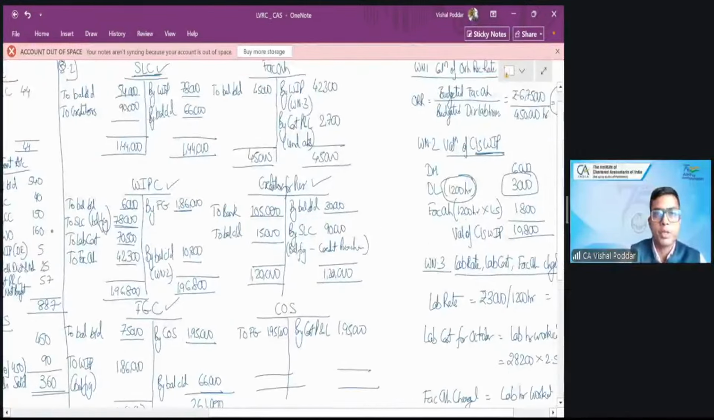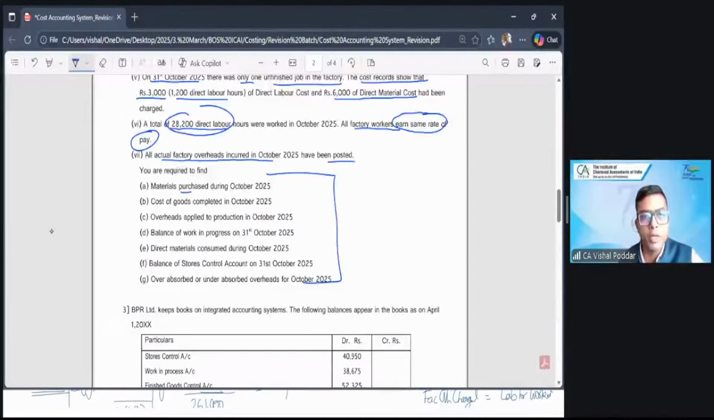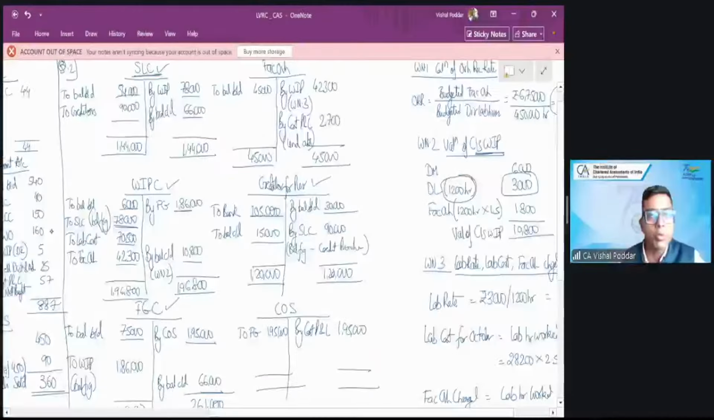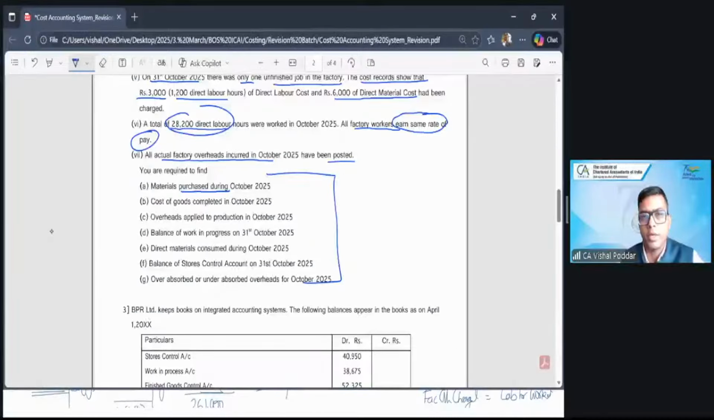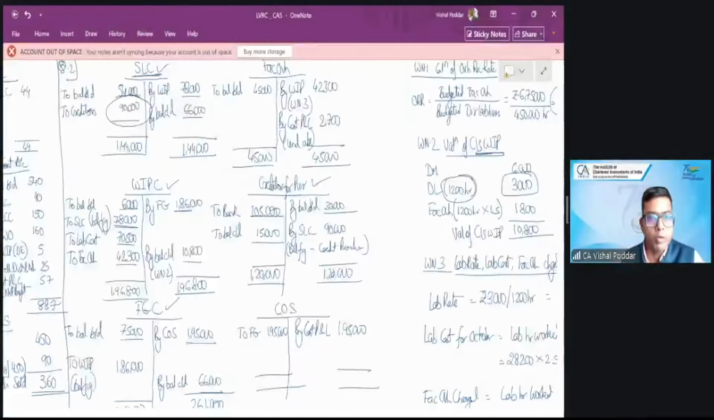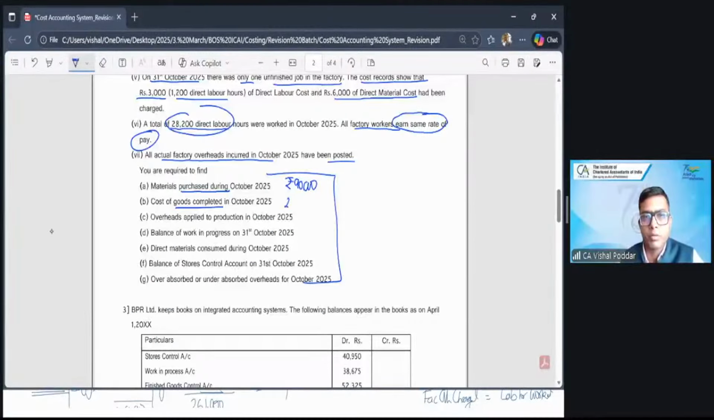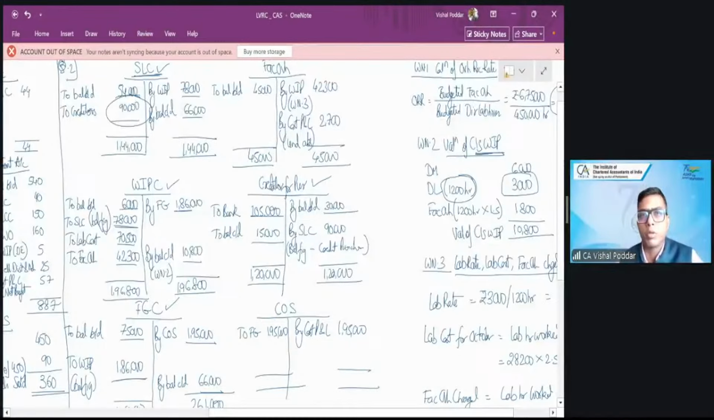So what were the questions asked? Material purchased, we have found out. How much we had found out? This was the first thing we found out. It is 90. Then goods completed. This is what we found out is this 186. Overheads applied. So we found out this 42,300.